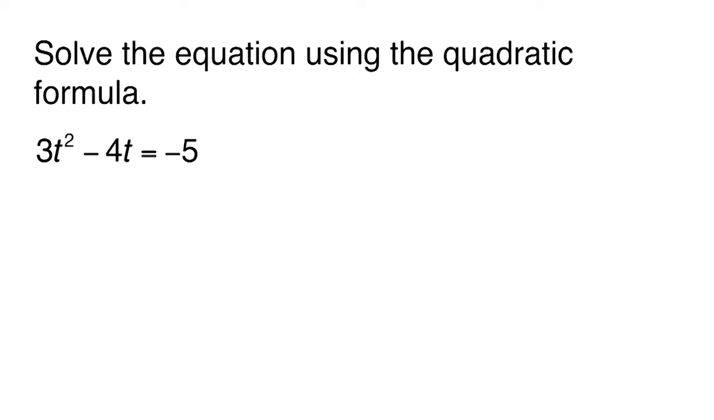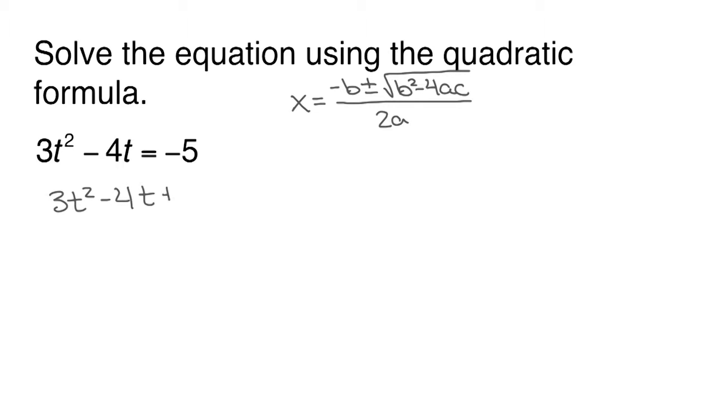Recall that the quadratic formula is x is equal to -b plus or minus the square root of b squared minus 4ac all over 2a, where the equation is of the form ax squared plus bx plus c equals 0. In order to get our equation of that form, we'll need to add 5 to both sides of the equation so that we have standard form: 3t squared minus 4t plus 5 equals 0.